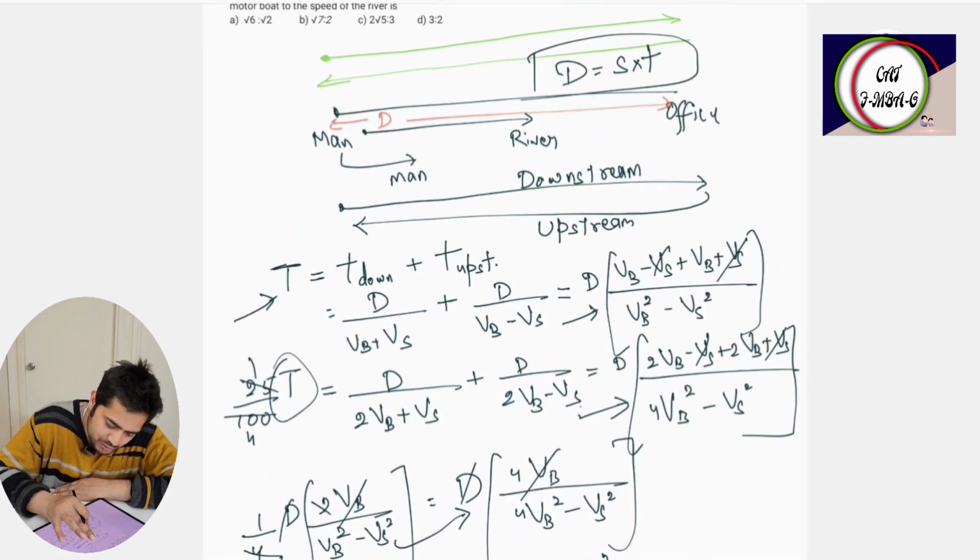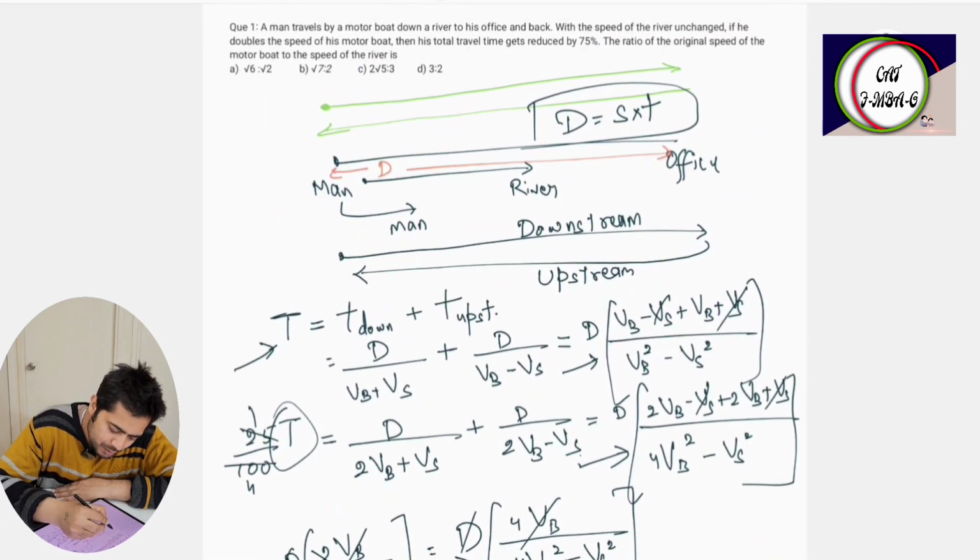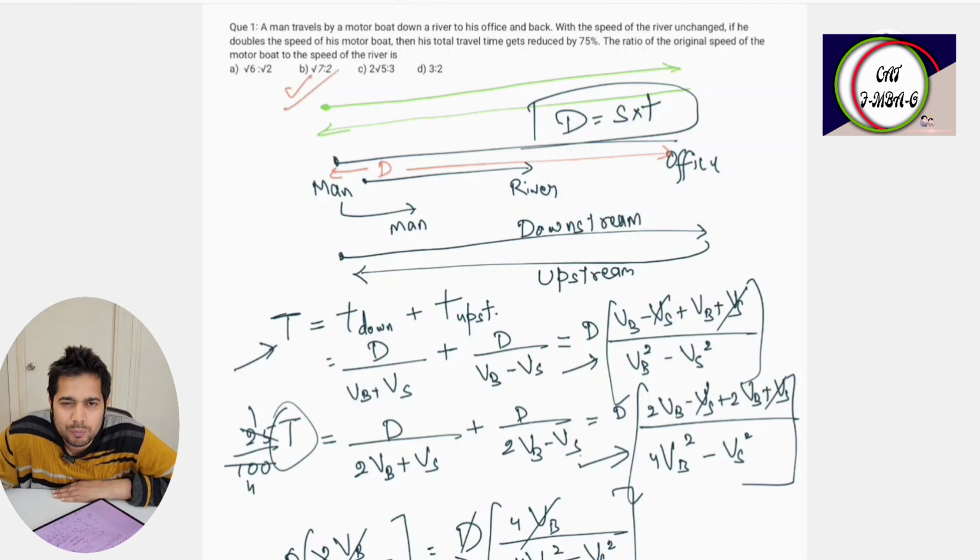Let me check the options. Yeah, option number B is the right answer. So I hope you are able to follow what I was trying to teach you. Only in speed and boats, especially boats questions, you have to remember upstream and downstream. When you are going with the flow, it is known as downstream, and Vb plus Vs is used, speed of boat plus speed of stream or speed of river. When upstream is there, boat and river are against the flow, so Vb minus Vs.